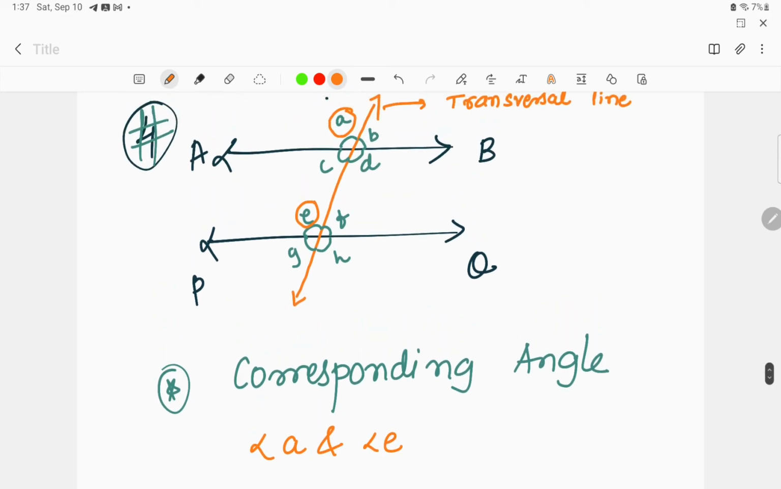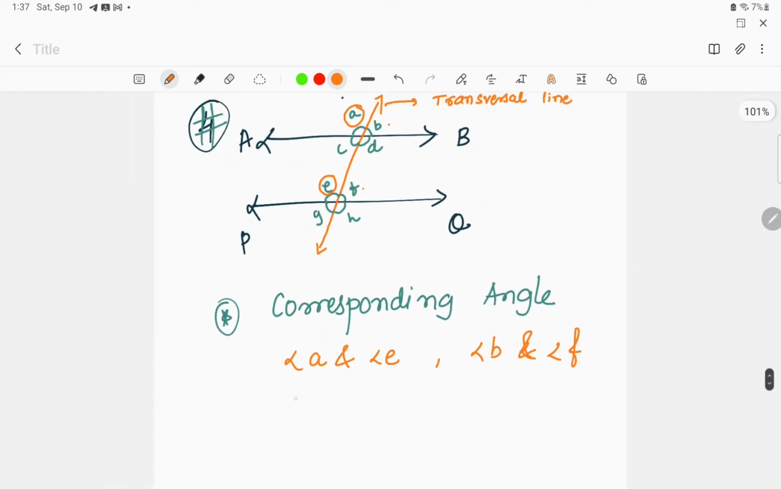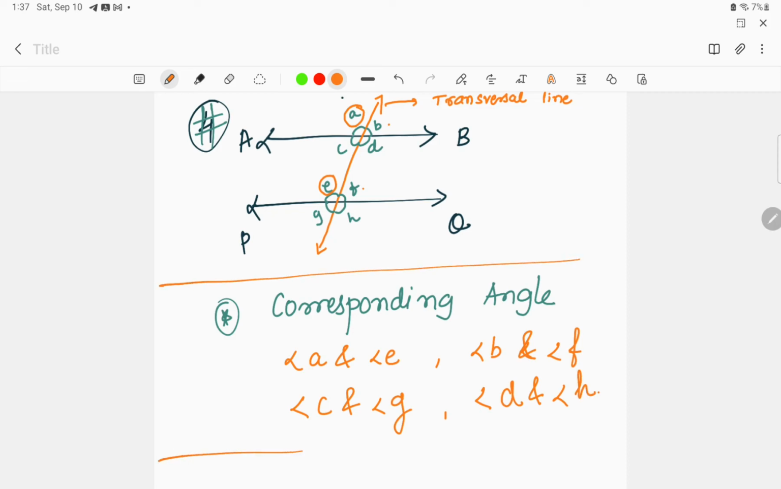Angle A and angle E are a pair of corresponding angles. Next, angle B and angle F are again corresponding angles. Next, in the diagram, angle C and angle G are corresponding angles. Next, angle D and angle H are again corresponding angles. This was the first term.